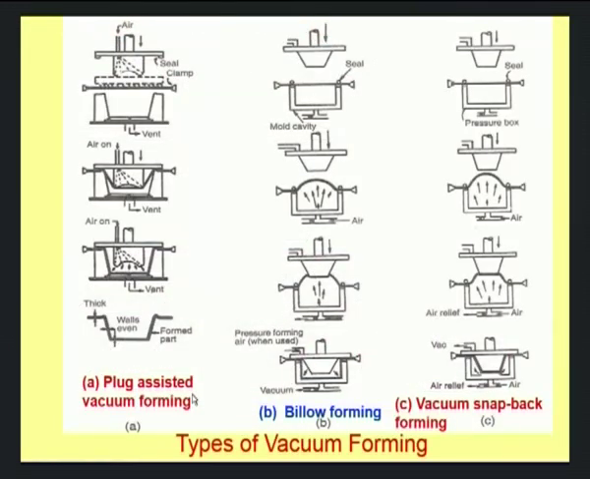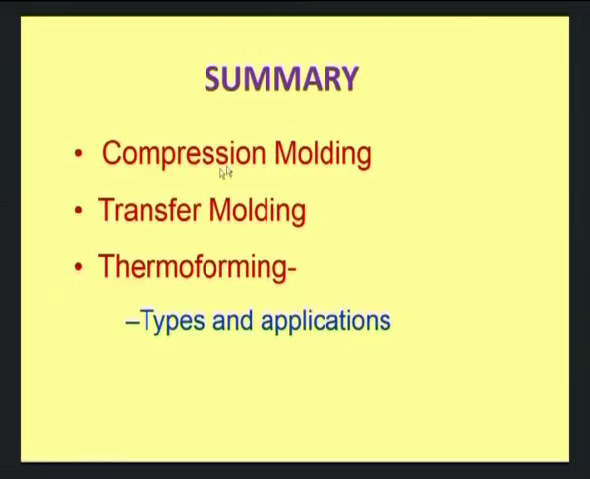These are the other different types of thermoforming: plug assisted vacuum forming, billow forming and vacuum snapback forming. To summarize, in today's class we have seen how a plastic product is made by compression molding. Normally thermoset materials are used in compression molding, and transfer molding combines the principle of compression as well as transfer. In both cases, the mold cost is less, which is why people go for these two types of molding processes. And then we have discussed thermoforming.